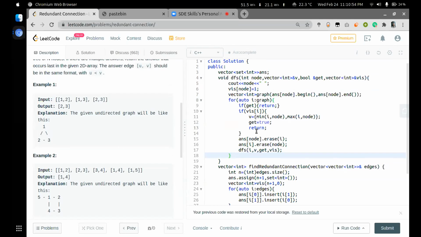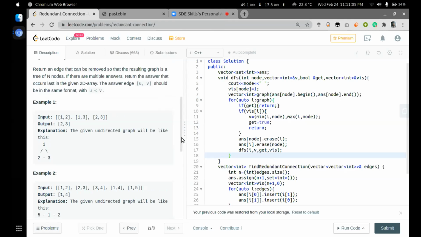But with the normal DFS we are not able to solve it, right? Using the bridge algorithm, that is a DFS algorithm. But if we remove this line in the question, then I guess even this solution will work. Since they have mentioned that we have to take the last occurrence, this is why I stick with DFS.